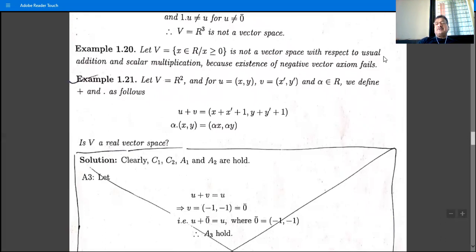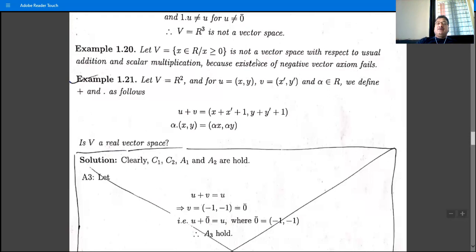And this is not a vector space with respect to usual addition and usual multiplication, because of the problem of existence of a negative vector. For example, if you take 2 as an element of V, then its negative, -2, is not an element of V, and therefore the set of positive real numbers, x greater than or equal to 0, this set is not a vector space, because the existence of negative vector axiom fails.